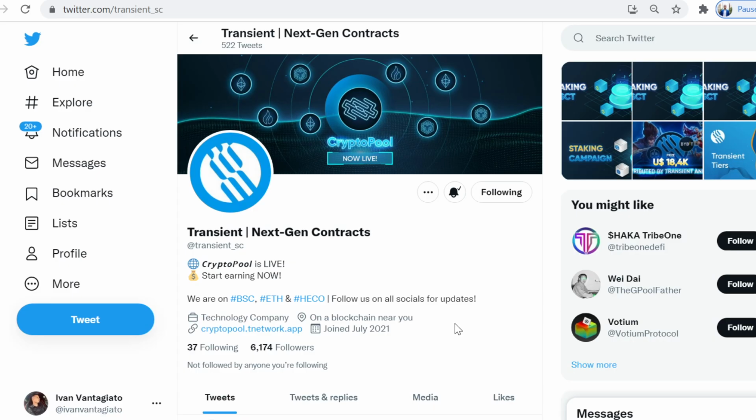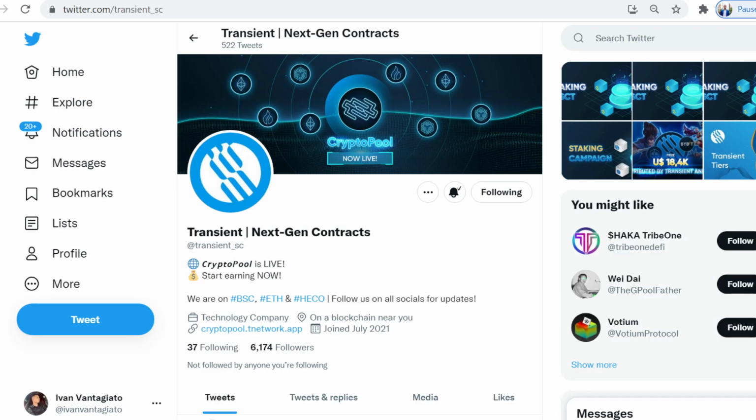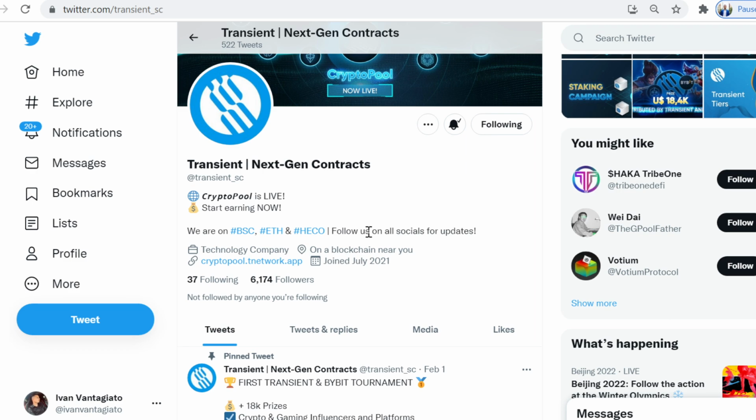Now, social media, Twitter, very important, right? So follow, alarm bell, make sure that you're up to date. It is available on the Binance Smart Chain and on the Ethereum Smart Chain. And like I said, from the main website, you can click on the tokens and it'll take you directly to purchase the token. And some of the things that I'm about to show you require you to have the token. So it's very important because the crypto pool is live.